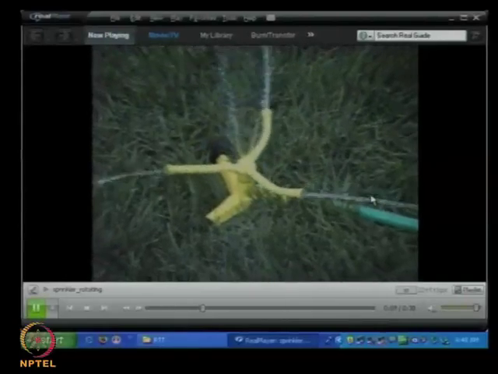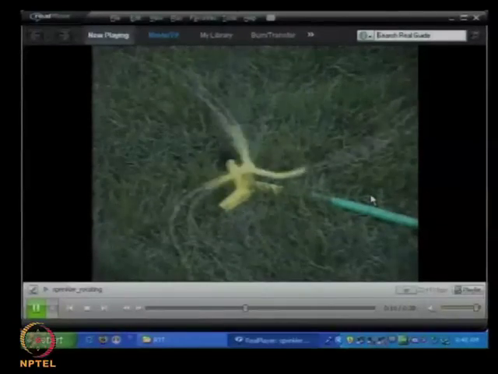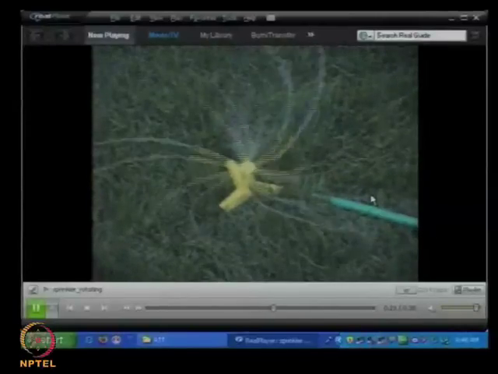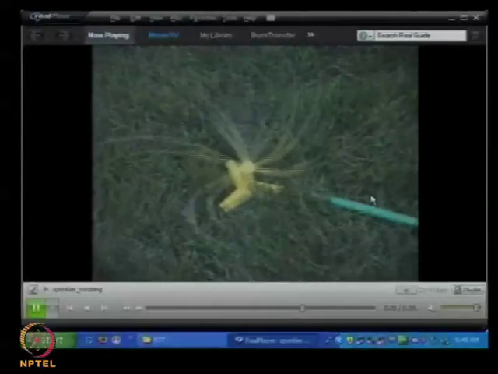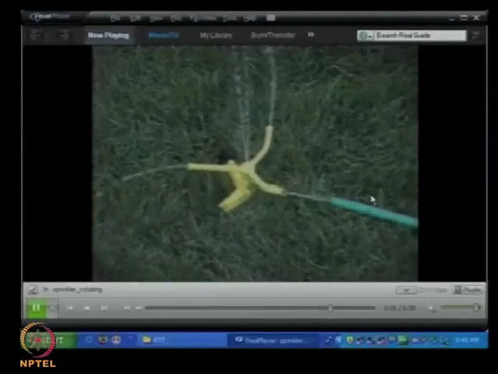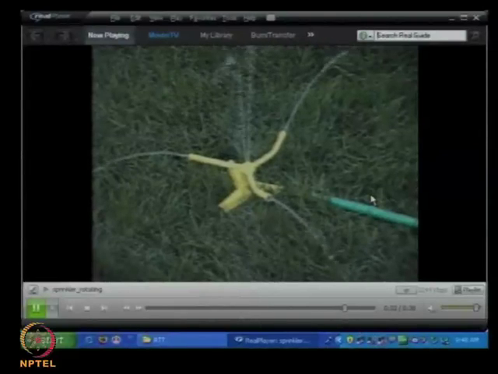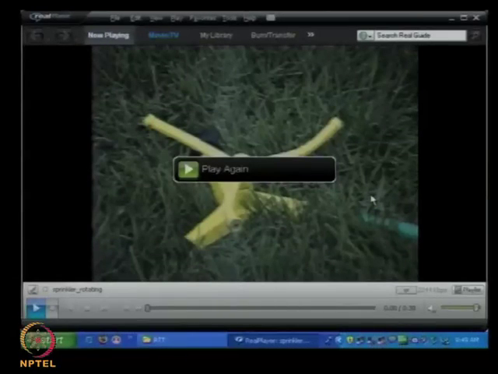This is a lawn sprinkler. It is commonly used for watering gardens, and water comes out of the limbs of the sprinkler with a velocity, because water is supplied at a given velocity. When water comes out with that velocity, it has a linear momentum. That linear momentum has a moment with respect to the axis of the sprinkler, so there is an angular momentum, and there is a rate of change of angular momentum that makes it rotate.